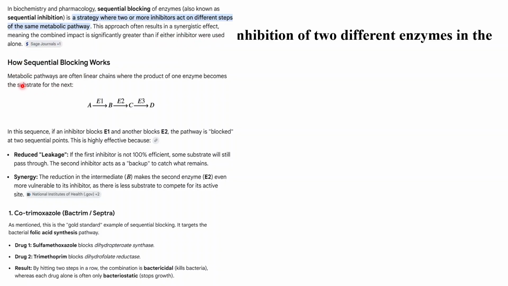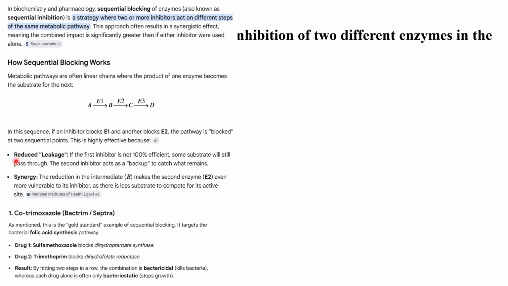How is sequential blocking used? Metabolic pathways are often linear chains where the product of one enzyme becomes the substrate of the next. For example, the first enzyme works on the conversion of A to B, from B to C is the second enzyme, and from C to D is the third enzyme. In a sequence, if an inhibitor blocks E1 and another blocks E2, the pathway is blocked at two sequential points.